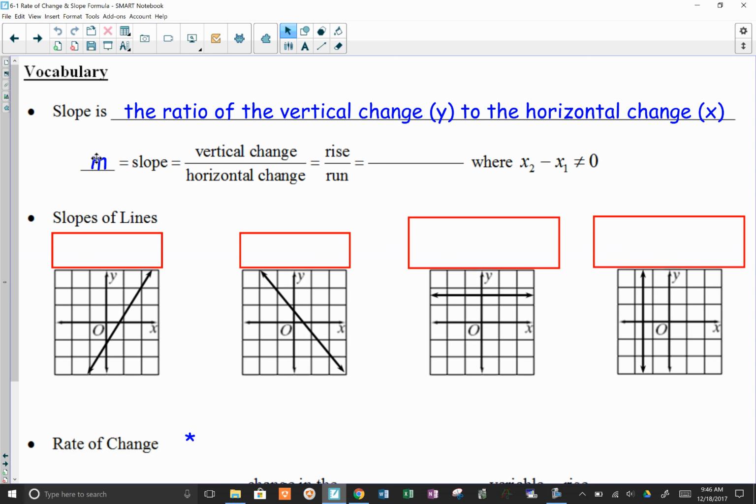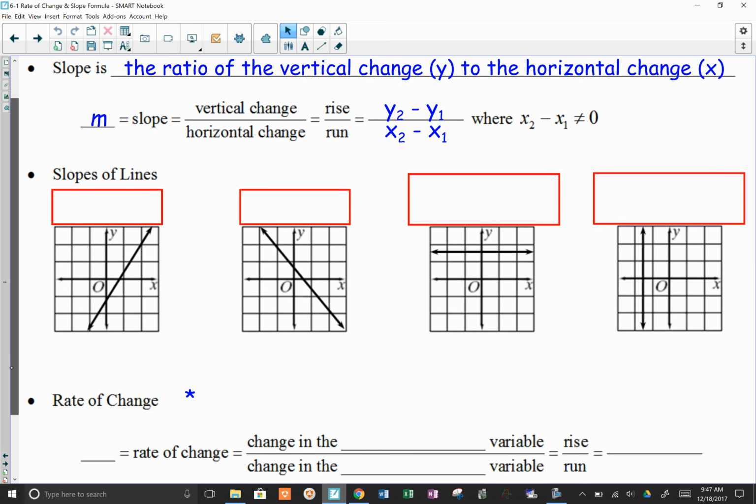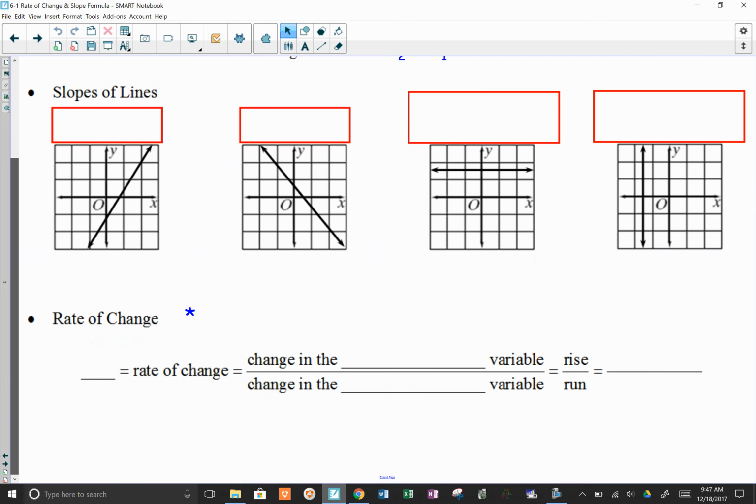And then here's the slope formula. This is very important for you to remember, not only for this class, but for future math classes as well. It gets used a lot. So there's four types of slopes that we have to be aware of and be able to identify.